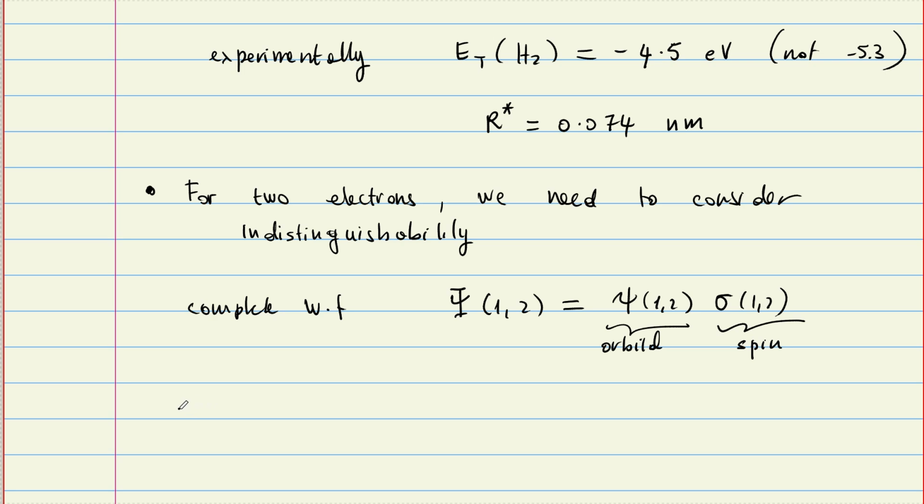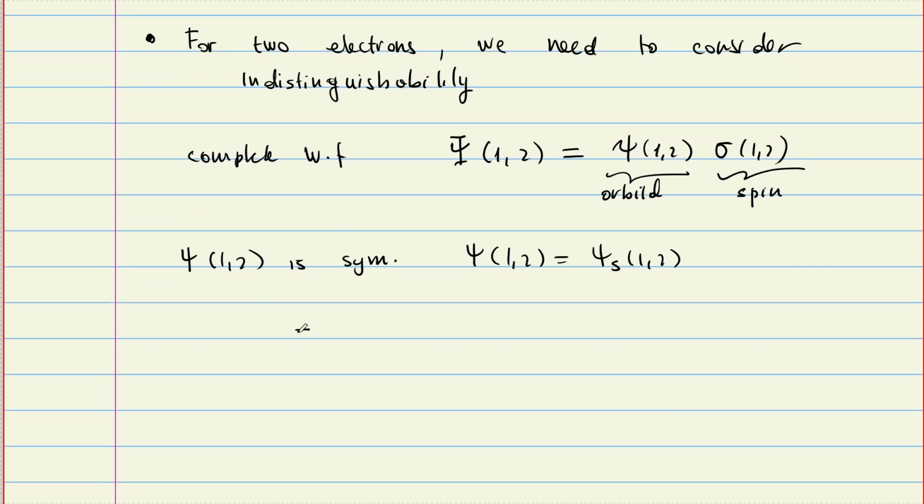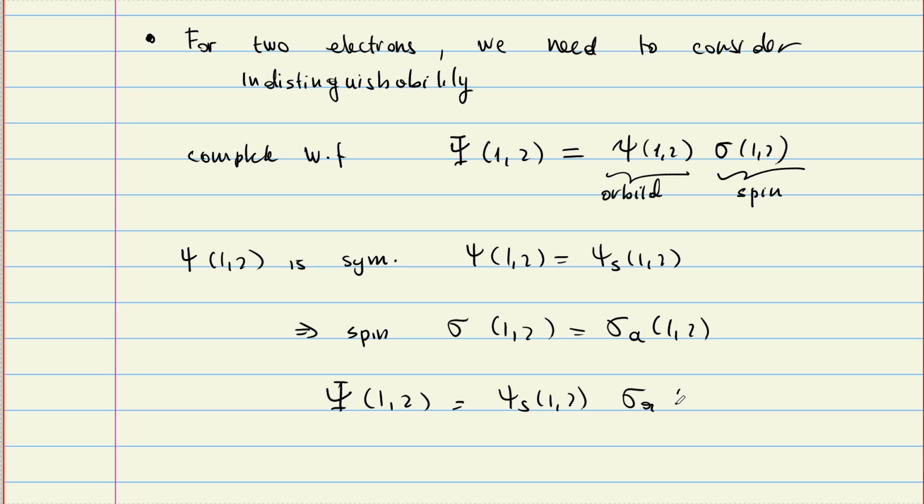So let me write that. Psi 1, 2 is symmetric. Let me call it psi symmetric 1, 2. Then spin sigma 1, 2 is going to be sigma anti-symmetric. These are all notations to write down what we mean. Don't be worried, right? So that total psi 1, 2 is psi symmetric 1, 2 and sigma A 1, 2.